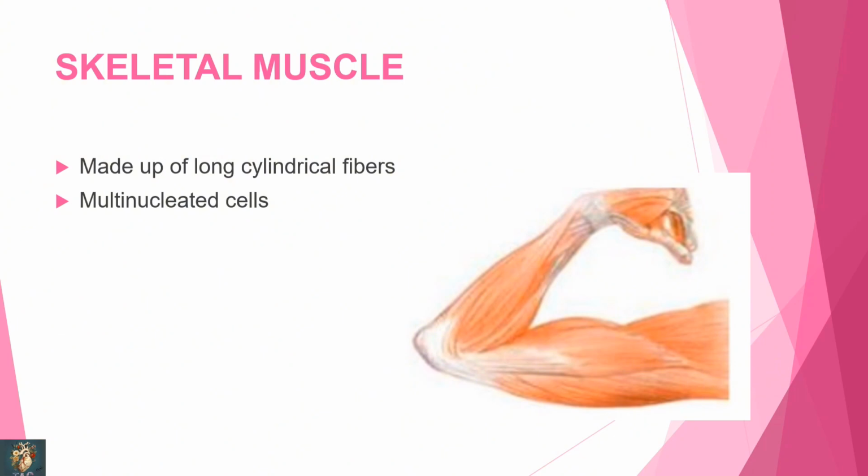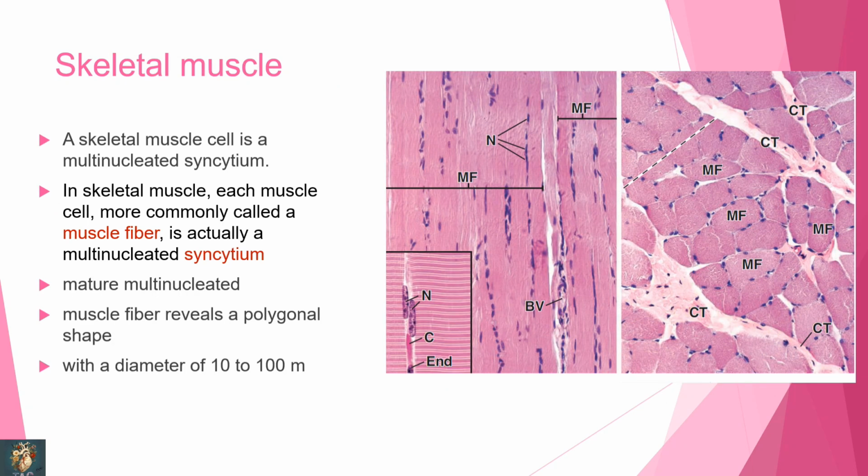So skeletal muscle is made up of long cylindrical fibers. They are multinucleated cells. The skeletal muscle is a multinucleated syncytium. In skeletal muscle, each muscle cell, more commonly called muscle fiber, is actually a multinucleated syncytium. So this one is the longitudinal section of the skeletal muscle fiber, and this one is the cross section of the skeletal muscle fiber.